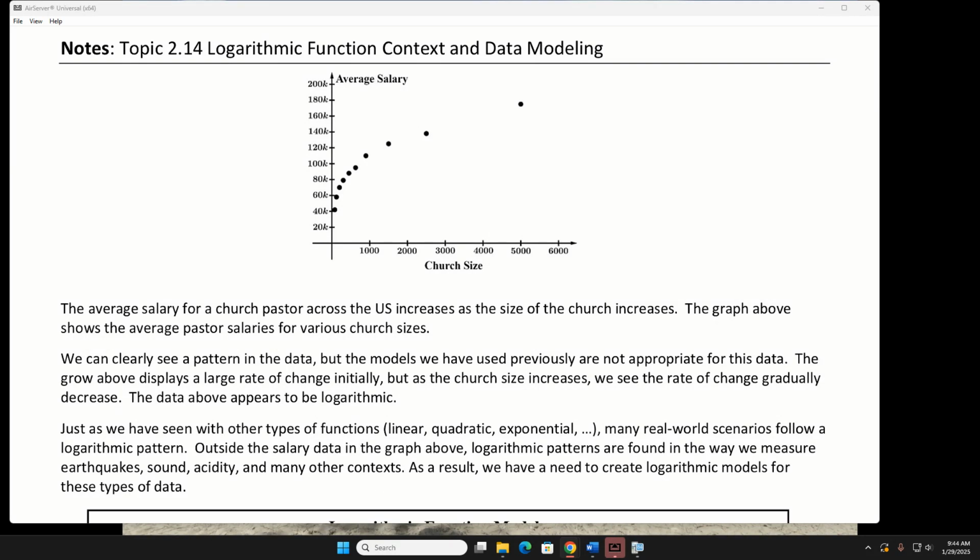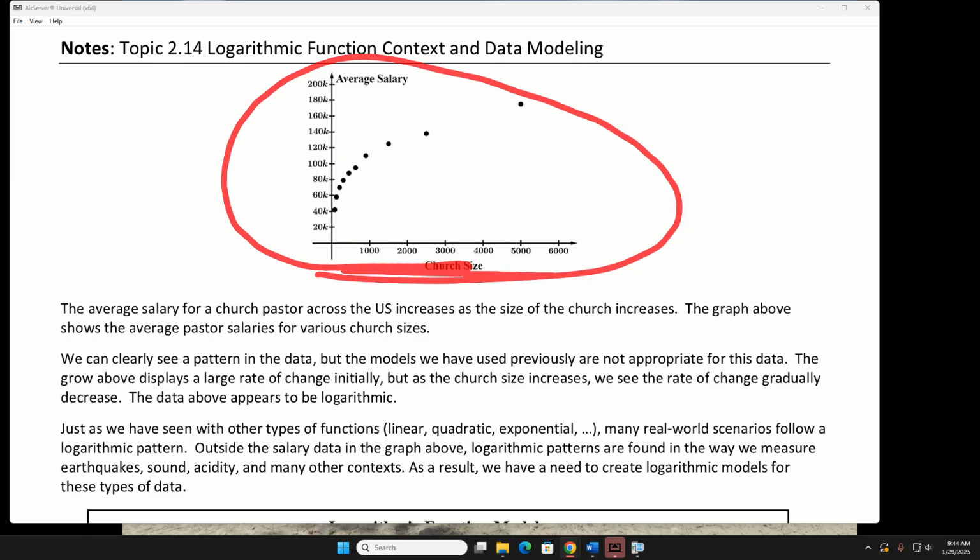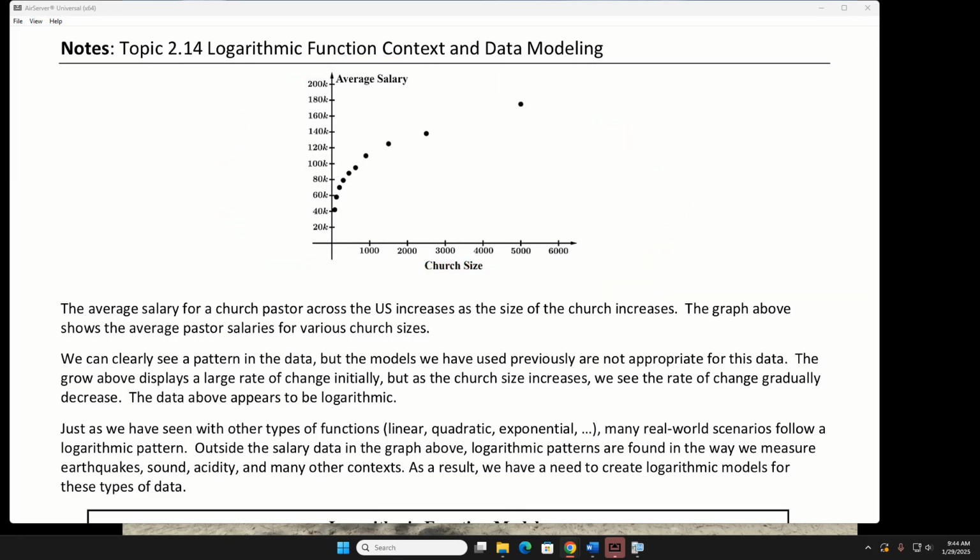All right, so we are going to be finding logarithmic functions that fit contextual data. And so this first example, well, just an introduction. This scatter plot gives you the average salary of U.S. pastors based on the size of the church. And so what functional shape does that form? What type of graph does that look like? It's a log graph. So that's going to be a log graph.